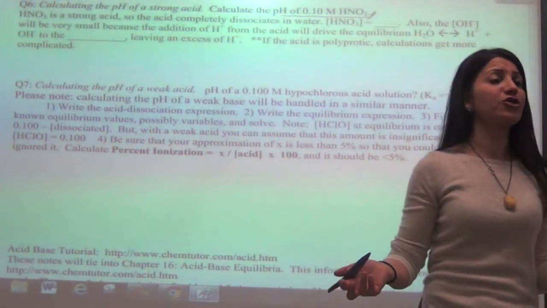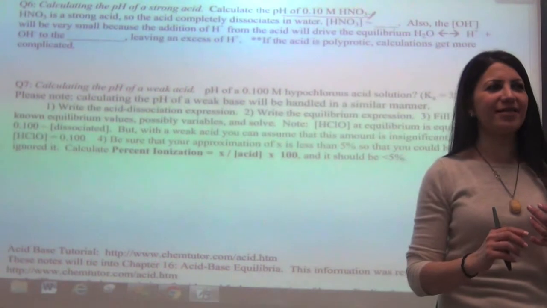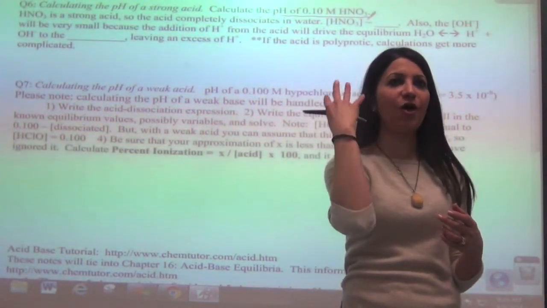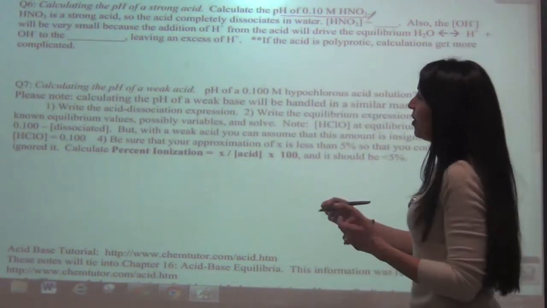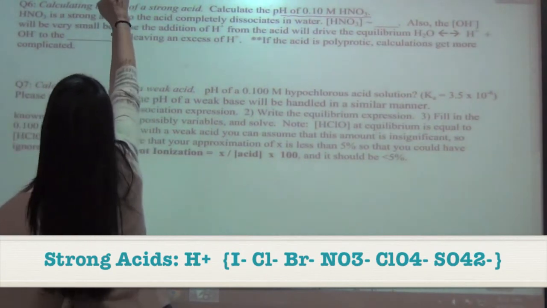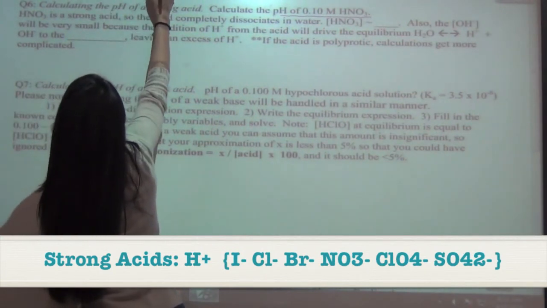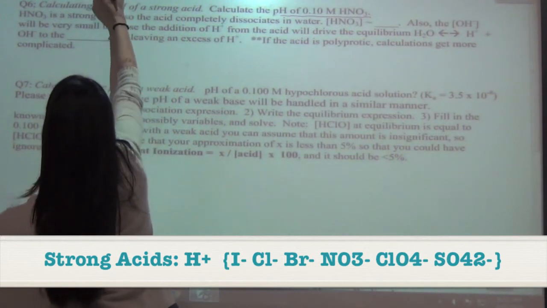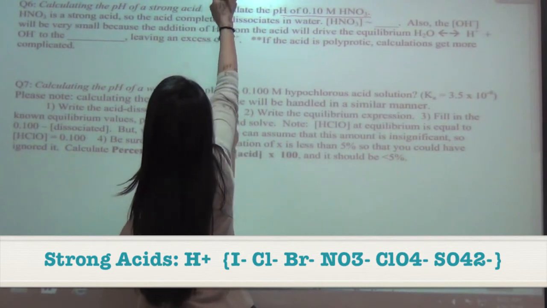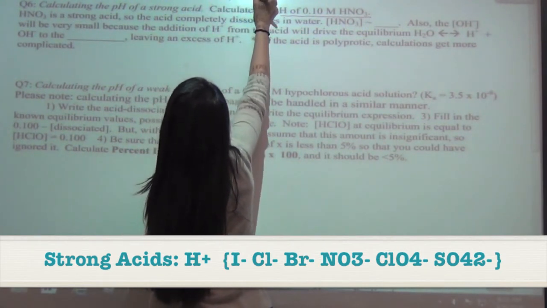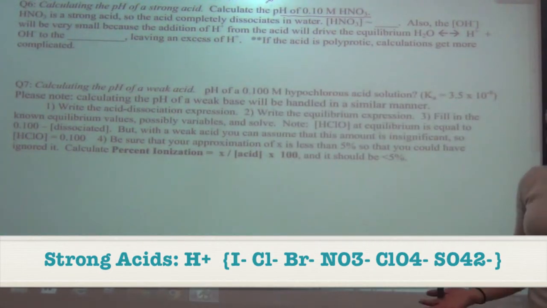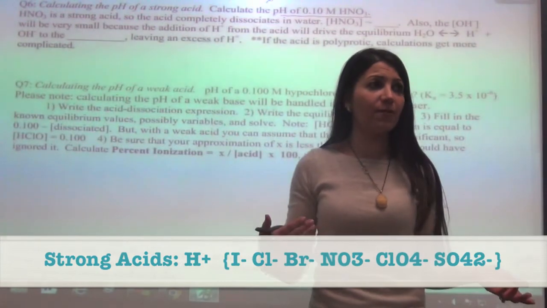And let's see if you remember what your strong acids are. The strong acids are HI, HCl, HBr, HNO3, HClO4, and H2SO4. Remember, it's going to be a hydrogen ion plus iodide, chloride, or bromide, and then NO3, ClO4, and SO4 with a -2 charge.